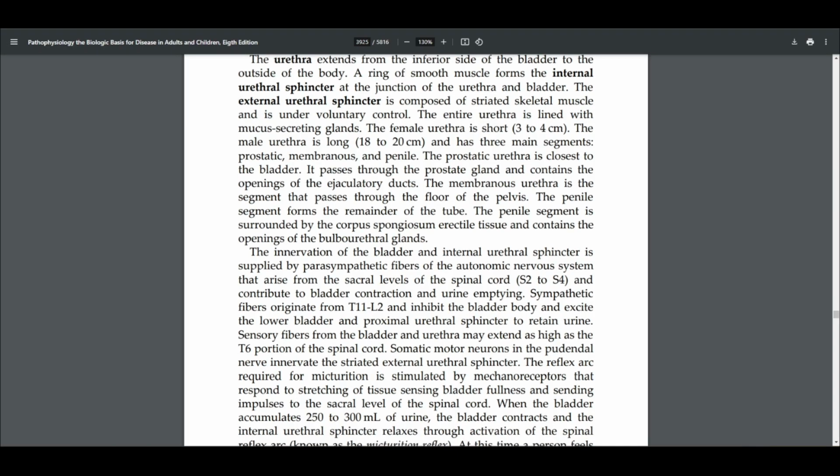It passes through the prostate gland and contains the opening of the ejaculatory ducts. The membranous urethra is the segment that passes through the floor of the pelvis. The penile segment forms the remainder of the tubule. The penile segment is surrounded by the corpus spongiosum erectile tissue and contains the opening of the bulbourethral gland.